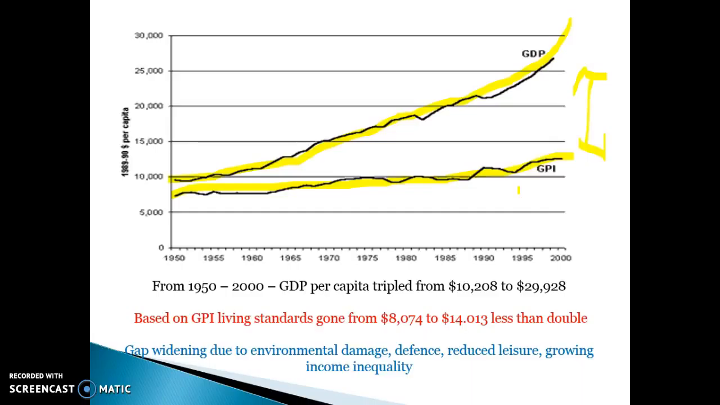We have a lot more stress and a lot of people that are, suicide is more prevalent now than it was in 1950. So based on GPI, living standards have gone from 8,000 to 14,000 from that period, where GDP went from 10,000 to nearly 30,000. Okay? Obviously this is 16 years old now. And the gap is widening due to environmental damage, increased spending on defence, which gets taken out of GPI, reduced leisure, and growing income inequality.